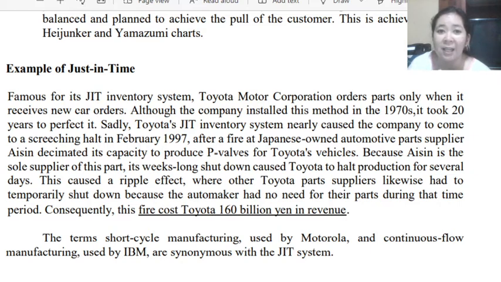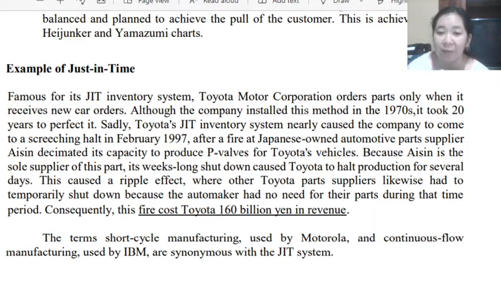Sadly, Toyota's JIT inventory system nearly caused the company to come to a screeching halt in February 1997 after a fire at Japanese-owned automotive parts supplier Aisin decimated its capacity to produce P-valves for Toyota's vehicles. So this is a problem. They should at least have more than one supplier. Because Aisin is the sole supplier of this part, its weeks-long shutdown caused Toyota to halt production. Okay, and it caused delays.